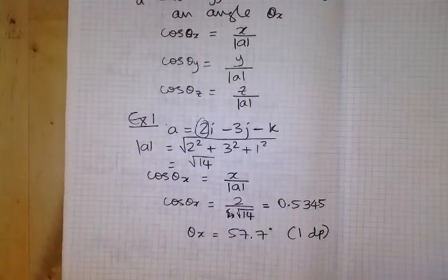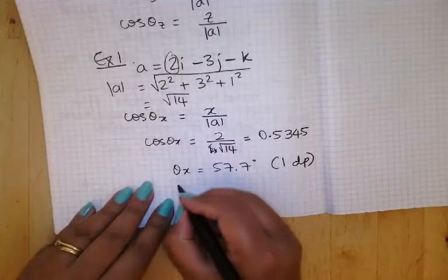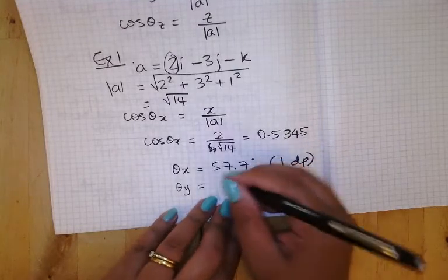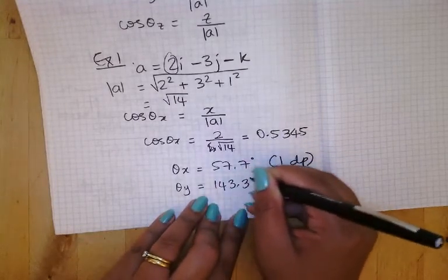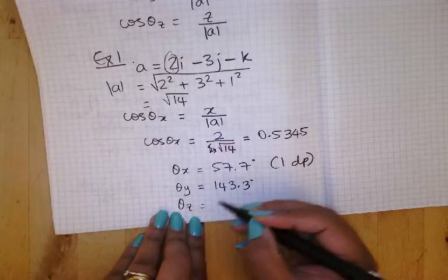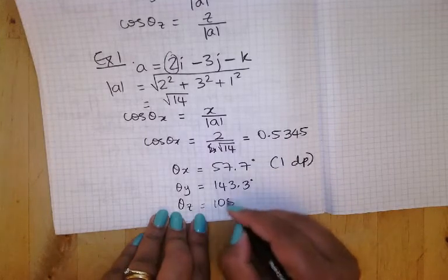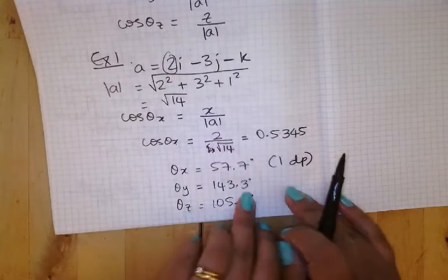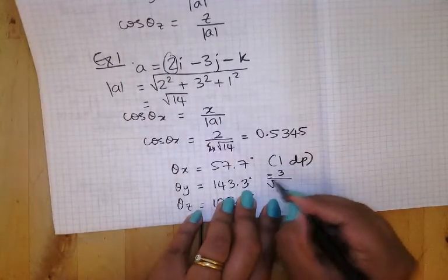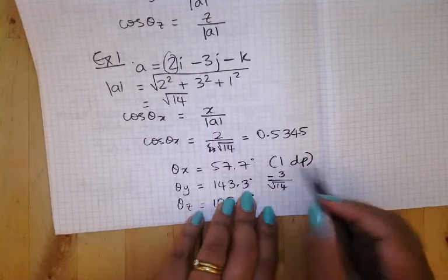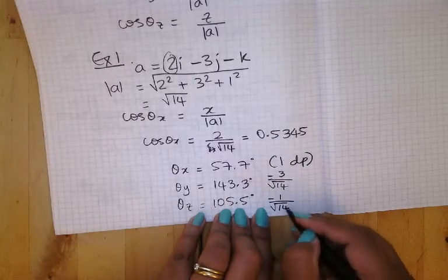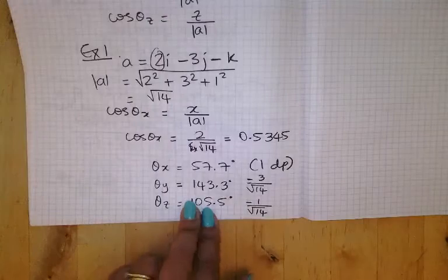Okay, now we'll repeat this for the angle with y and the angle with z, and if I did that I would get 143.3 degrees for the angle between that vector and the y-axis, and theta z will be 105.5 degrees. Okay, and the working for this will be minus 3 over root 14. Do shift cos and you will get this answer. For theta z you will just do minus 1 over root 14, shift cos, and you will get this answer.